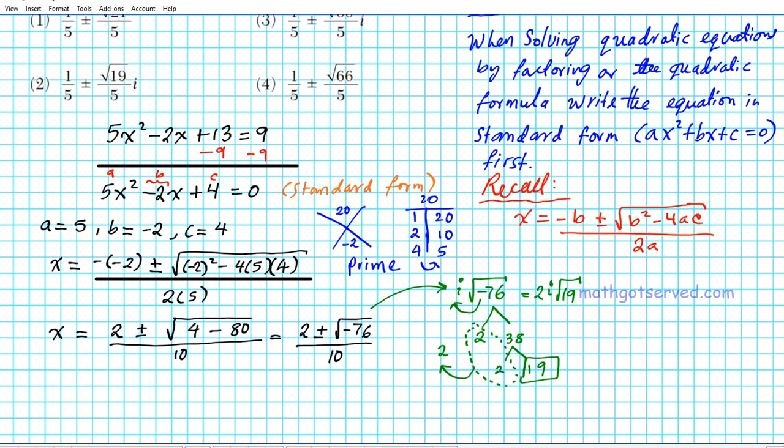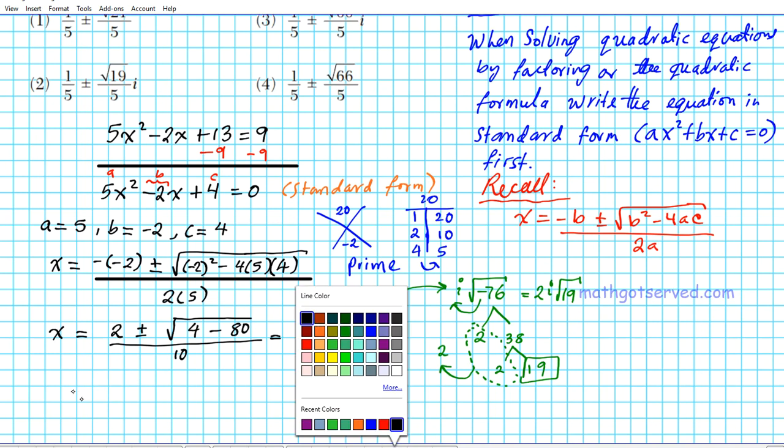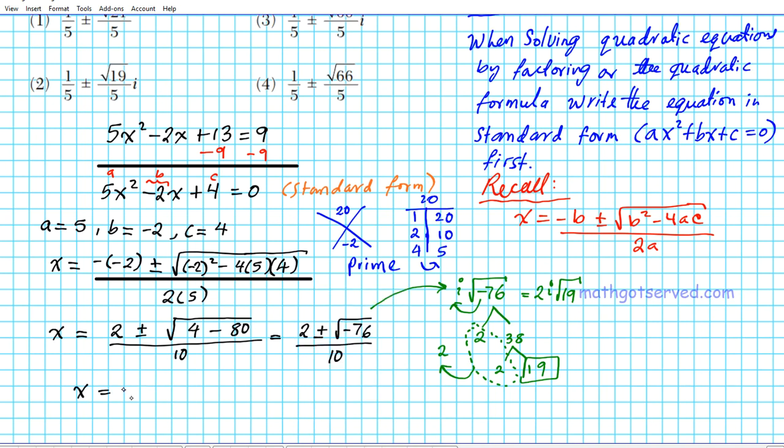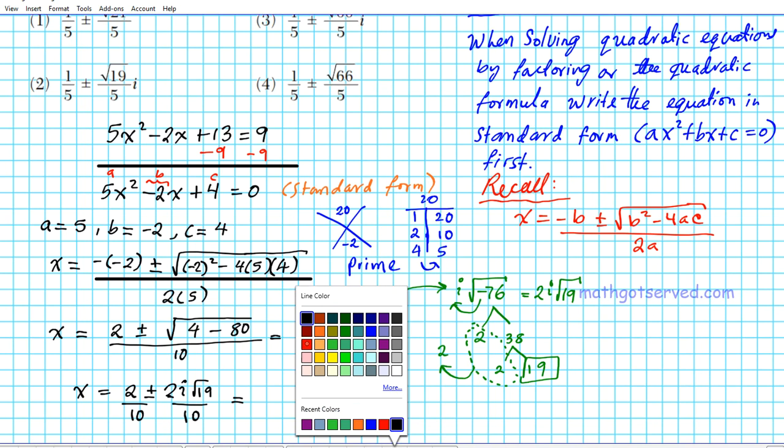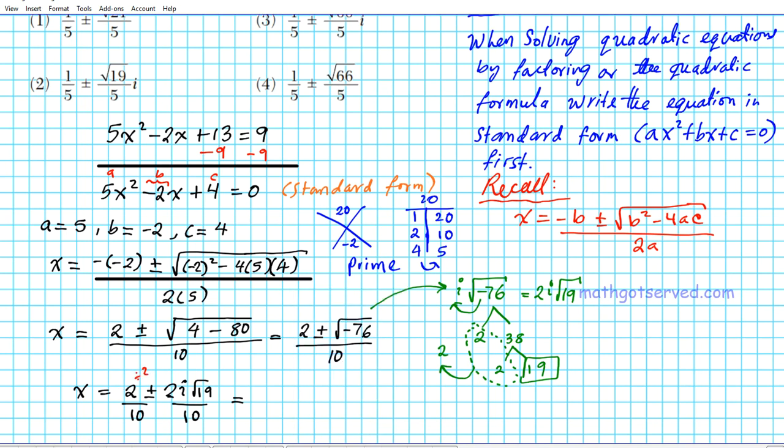Alright, let's put that back into the equation. We are going to have x equals 2 plus or minus 2I root 19, and then we can proceed to split out the denominator. Okay, so this over 10 and this over 10. And then we can reduce further. 2 goes into 10 and 2 goes into 2. So we can divide this one by 2. So divide by 2, top and bottom. Same here. We can divide this 2 by 2 because 2 goes into 10.